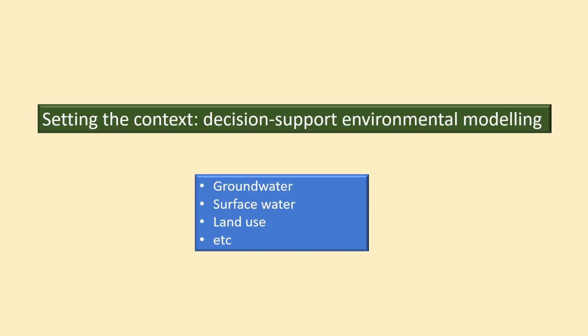Before we talk about PEST and its accompanying software, I want to say a few words about decision support modeling. PEST is normally used to support environmental decision making, the management of environmental systems. These can be groundwater systems, surface water systems, systems which involve representation of different land uses, and maybe optimization of those land uses to support best management of a system.